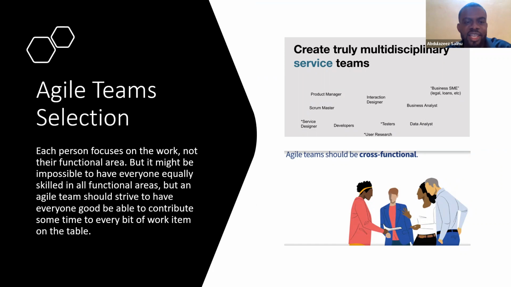So when you're selecting an agile team, you're looking at cross-functionality. What does cross-functionality say? The emphasis shouldn't be on your what? On your functional area. The team needs to be trained and groomed to know that the emphasis of an agile team is not your functional area, but on the work.